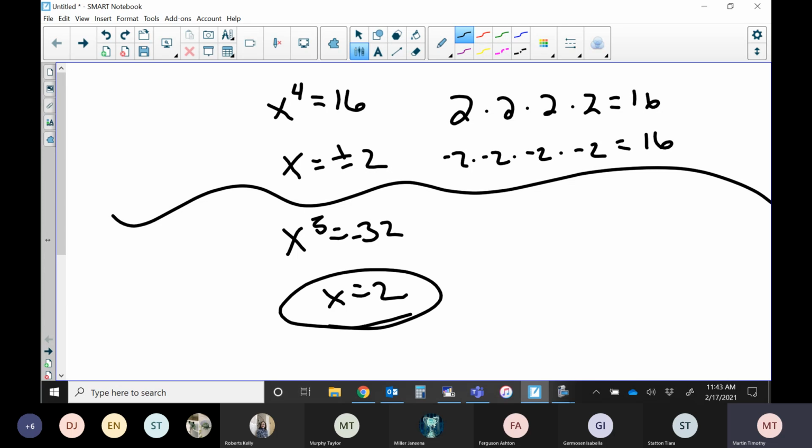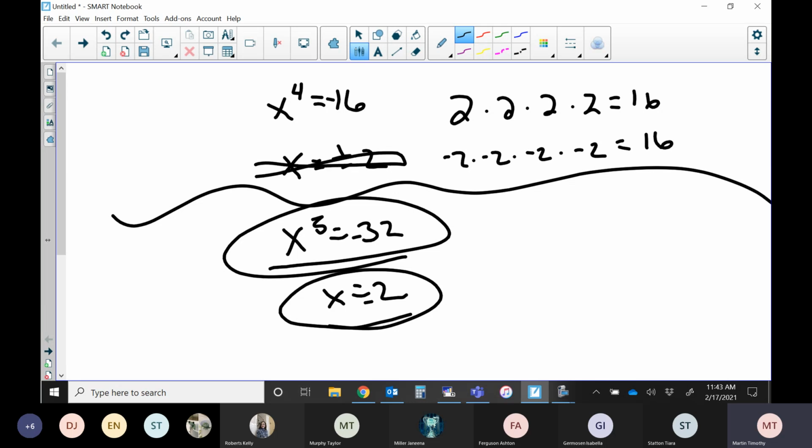Or if they said negative 32, your answer would just be negative 2. And you can do this one because it's odd. If I gave you this one, you would say no solution because you can't get an even root of a negative. So this all kind of works together, understanding this concept of positives and negatives and even and odd powers. How are we doing so far? Good.